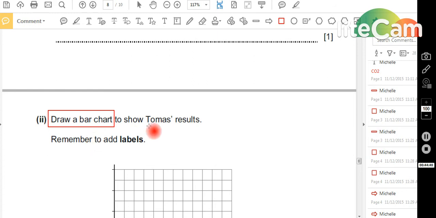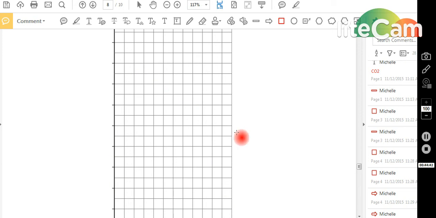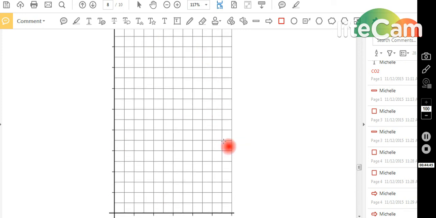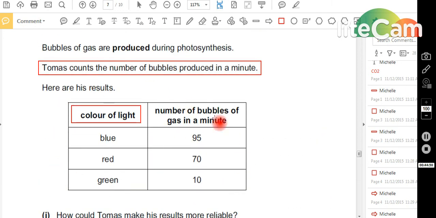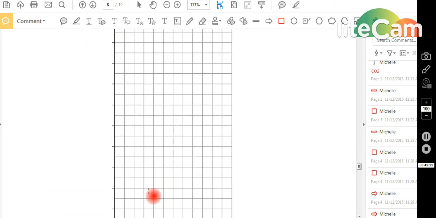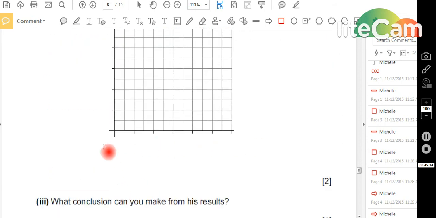Okay, now when we're drawing a chart, they've already given you the paper. Now there's a few things you have to look at. You start with your table that they've given you. Firstly, you have to determine which one of these is going to be the dependent factor and which one will be the independent factor, because depending on what's dependent and what's independent, that will tell us what needs to go onto the x-axis or what needs to go onto the y-axis.